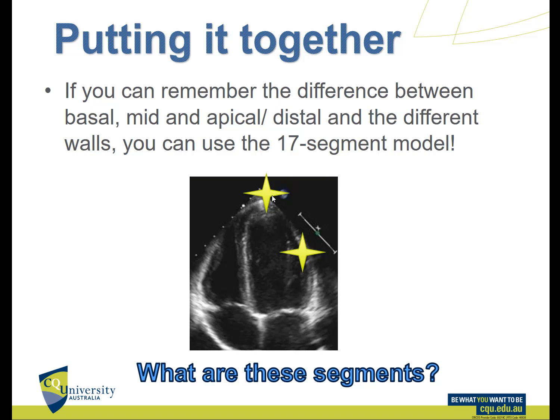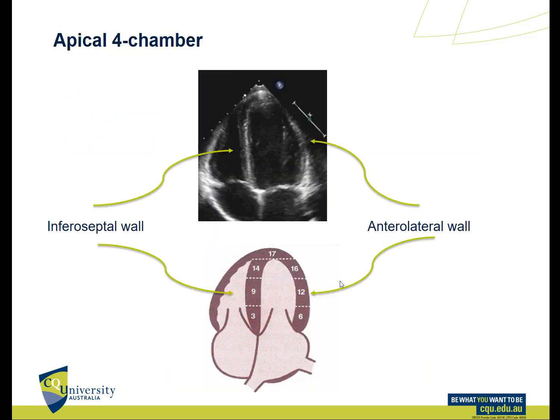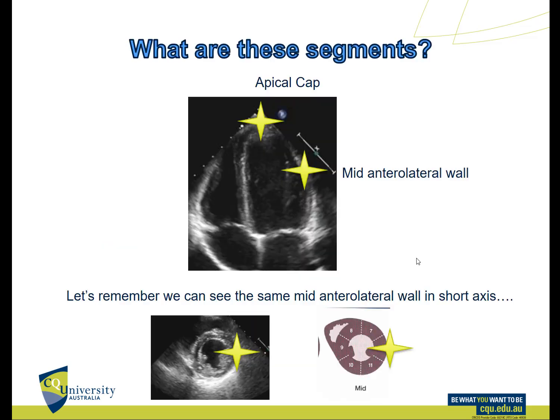So what about this wall? It would be the mid what, essentially? So looking back at this, here was our mid, we have our different walls here. So it would be the mid anterolateral wall, looking at this. So we have our mid anterolateral wall and our apical cap. And of course, let's remember that we can see the same mid anterolateral wall in short axis. So this segment right here is exactly the same as this, except a cross section. So we're essentially cutting it in a different plane.